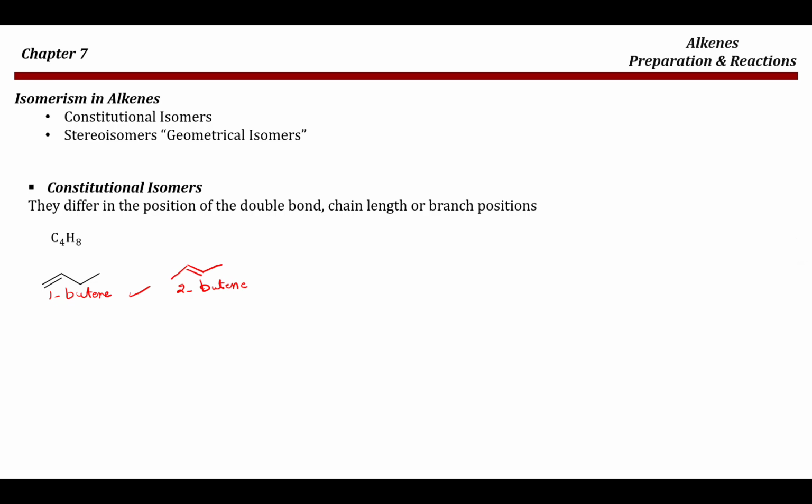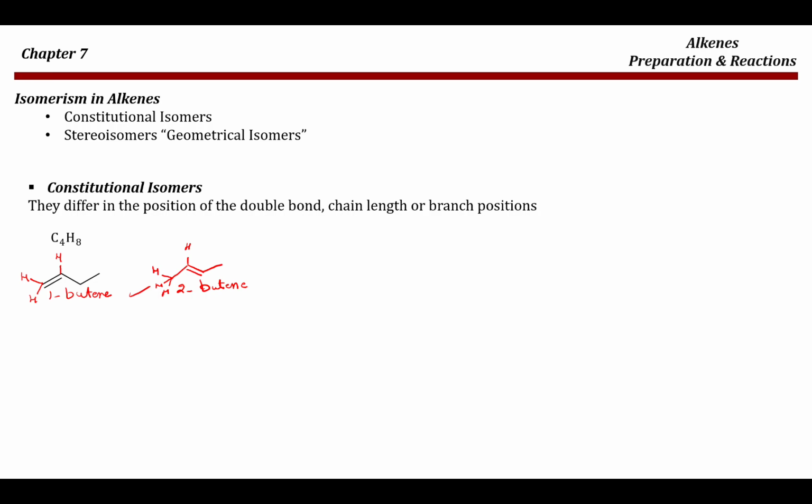If you look at the structure here, for example, this is a CH2, and next to it there is a CH, and so on, whereas this one here is a CH3, and next to it there is a CH. So we have different bond connectivities. Atoms are connected in different ways. That's why the relationship between these two structures is that they are constitutional isomers.